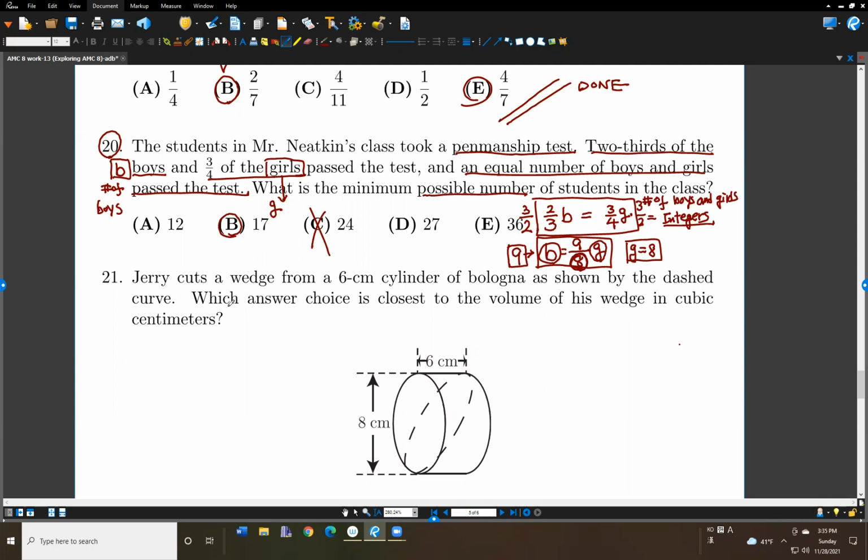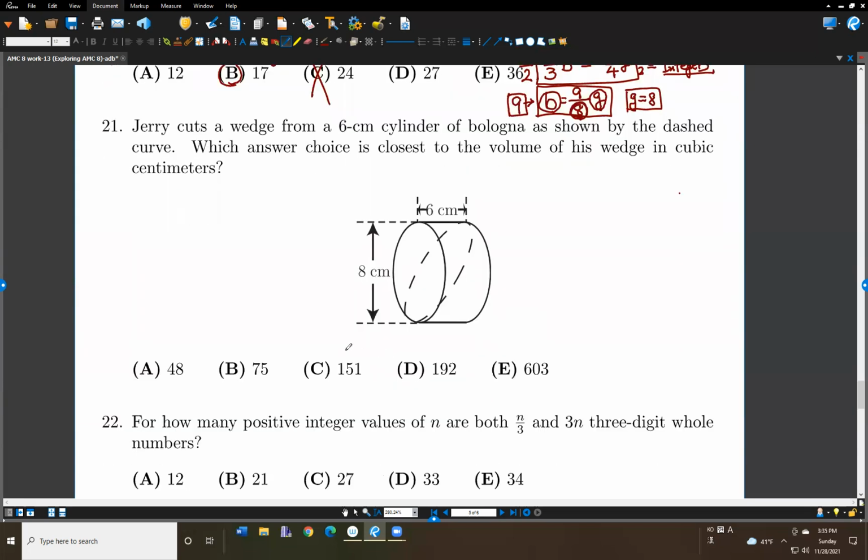Are you with me? Yes. All right. Number 21. Take a look at number 21. There is a wedge cut from a 6 centimeter cylinder of bologna, and shown dashed is the cut over here. This is a view from the front. I got C. I got A.